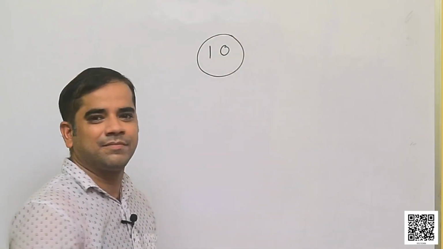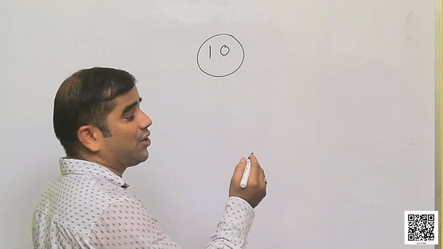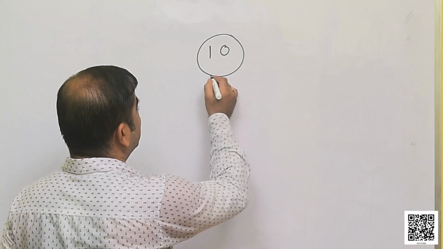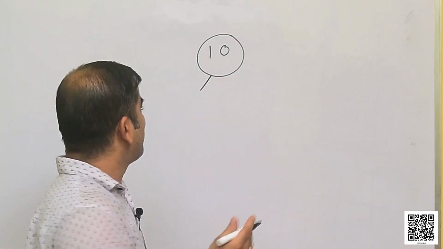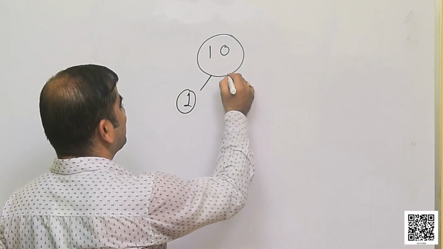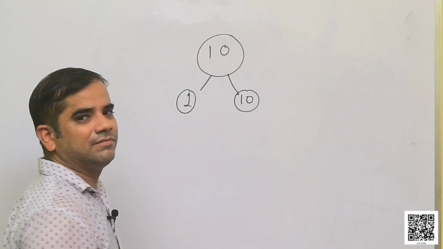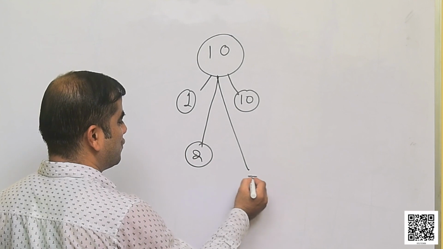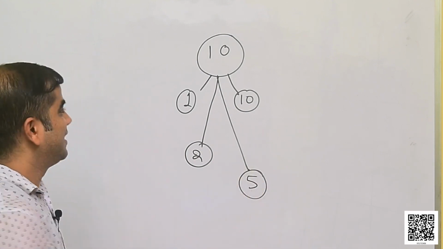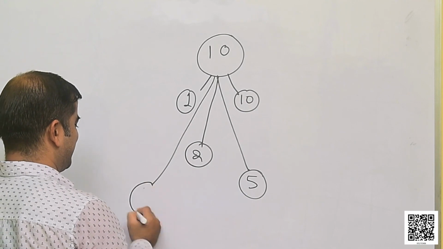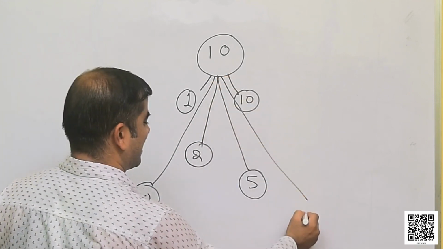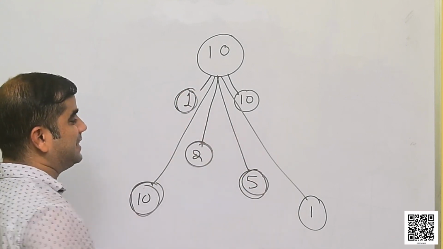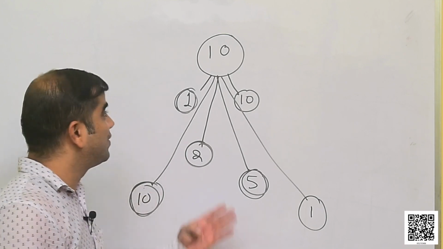Let us circle it. So, which are the numbers which have 10 in their table? First of all, the smallest number, that is 1, 10 ones are 10. Again, another branch, let us go for 2, 2 fives are 10. So, 10, 2, 5 and 1, these are the factors of 10.